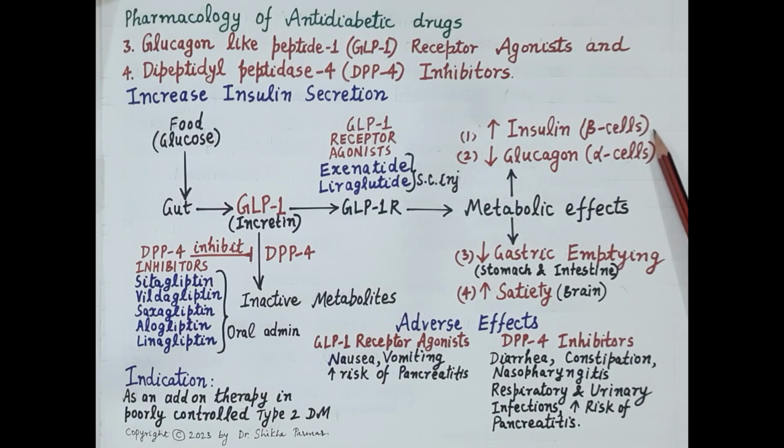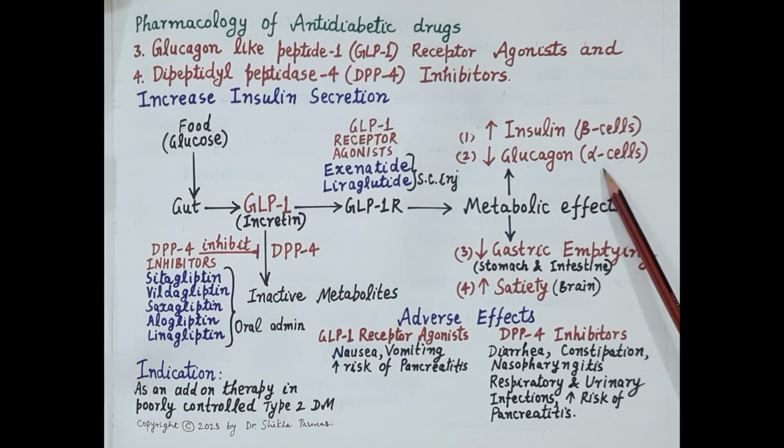Now, very important, GLP-1 receptor agonists and DPP-4 inhibitors cause increased insulin secretion only if concentration of glucose is high in the blood, that is postprandially after eating food. So, these drugs do not cause hypoglycemia.